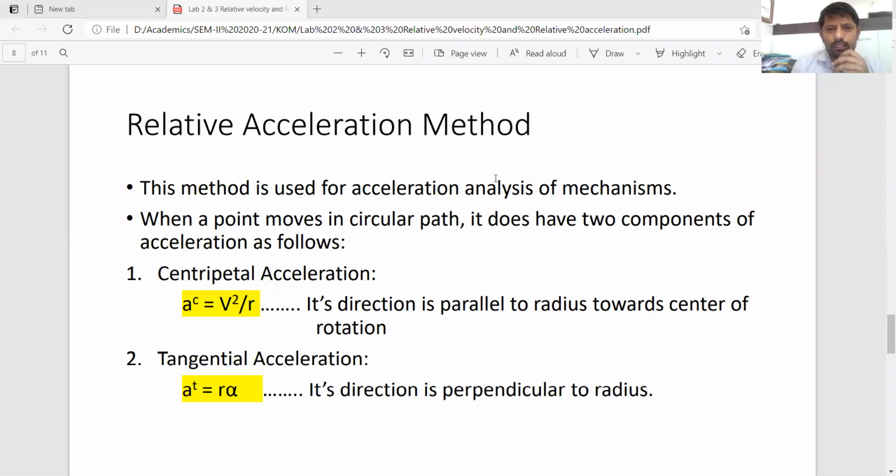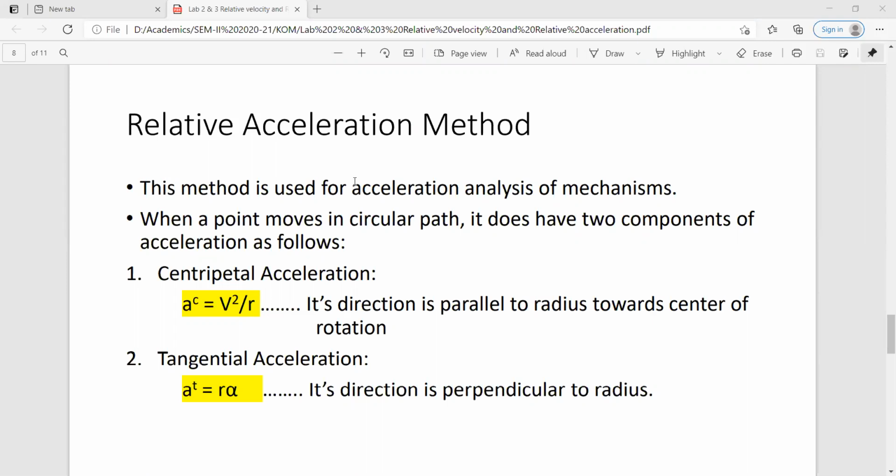So now let us start with our next topic, that is the acceleration analysis in the mechanism. Okay. So is the screen visible? Yes, sir.